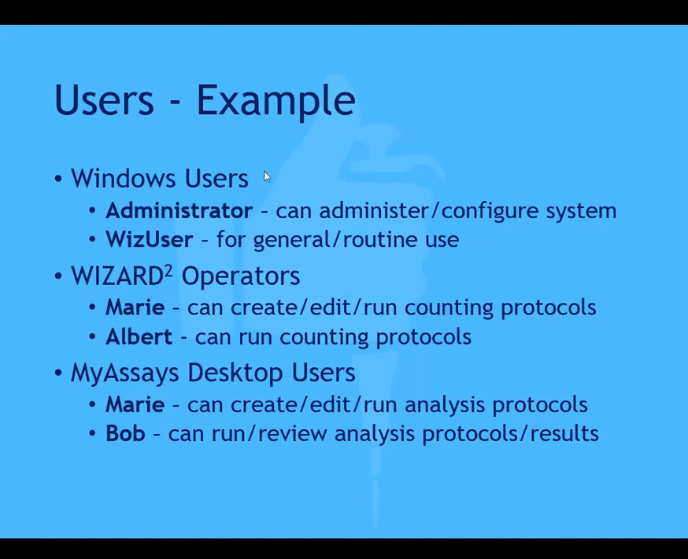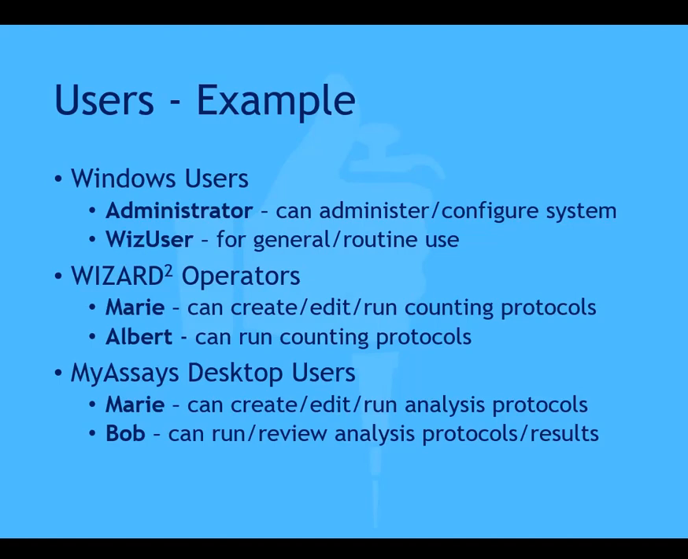Now, you'll notice that Marie can use both WIZARD2 software and the MyAssays Desktop user software, whereas Albert can only use the WIZARD2 software and Bob can only use the MyAssays Desktop software. So we've used this example configuration here to illustrate how the system can be configured to define different types of users that have different access rights or authorizations to the system.